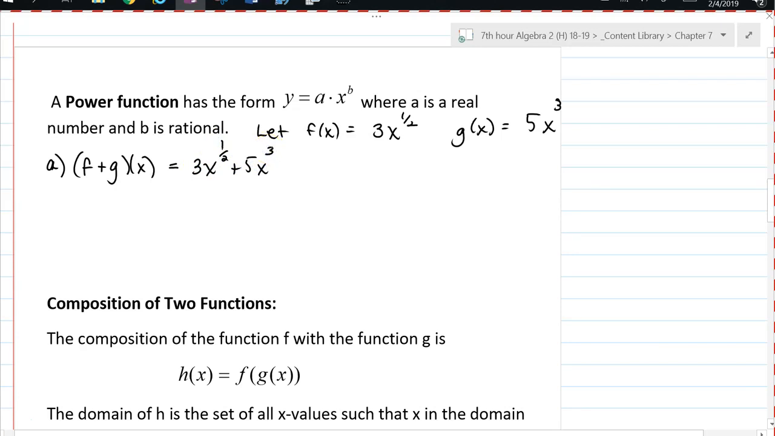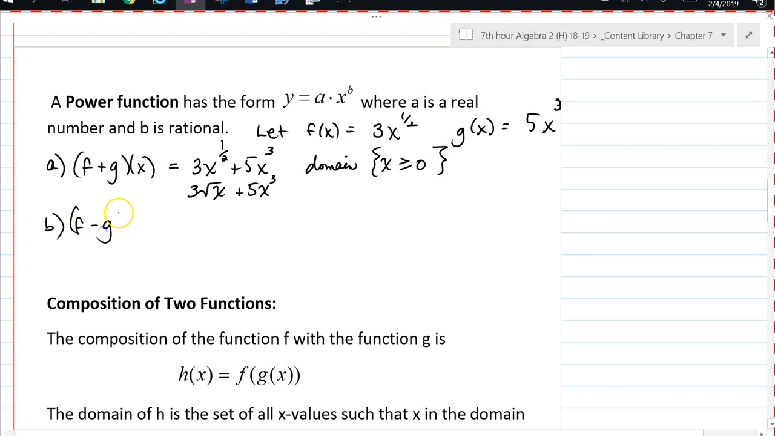And what I remember is that I can only add like terms, and these aren't like terms. So this is my answer. I've got a power function plus another one. So we have to talk about domain. The domain of 3x to the 1/2 would be greater than or equal to 0, because x to the 1/2 is the same thing as the square root of x. We remember that the number inside the square root has to be at least 0. So we want to say the domain of this function is when x is at least 0.